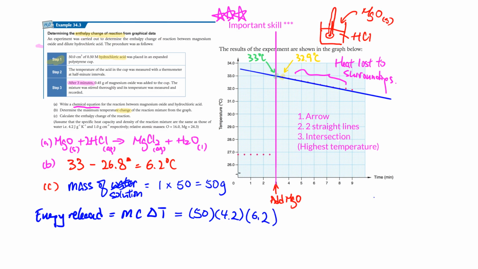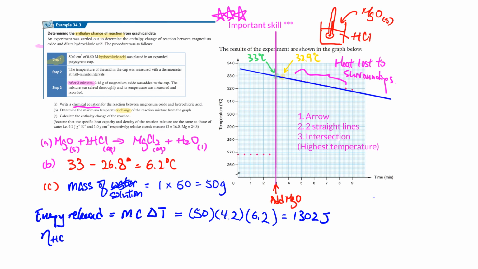Actually, it is also equivalent to the K. So this one, the energy release will be 1,302 joule. And then next we're going to find out the number of mole. But right here, we got 2 number of mole given to you. One will be HCl, one will be MgO. So we're going to find each of them individually.